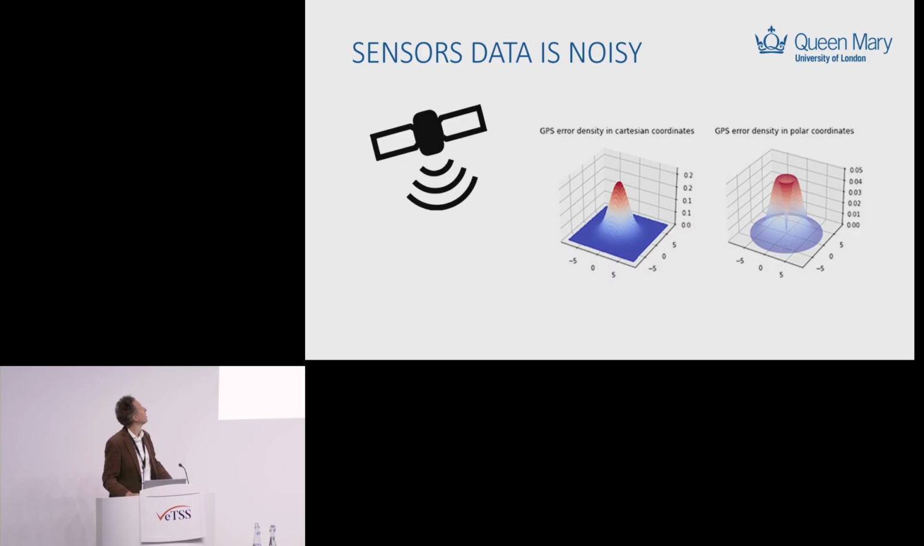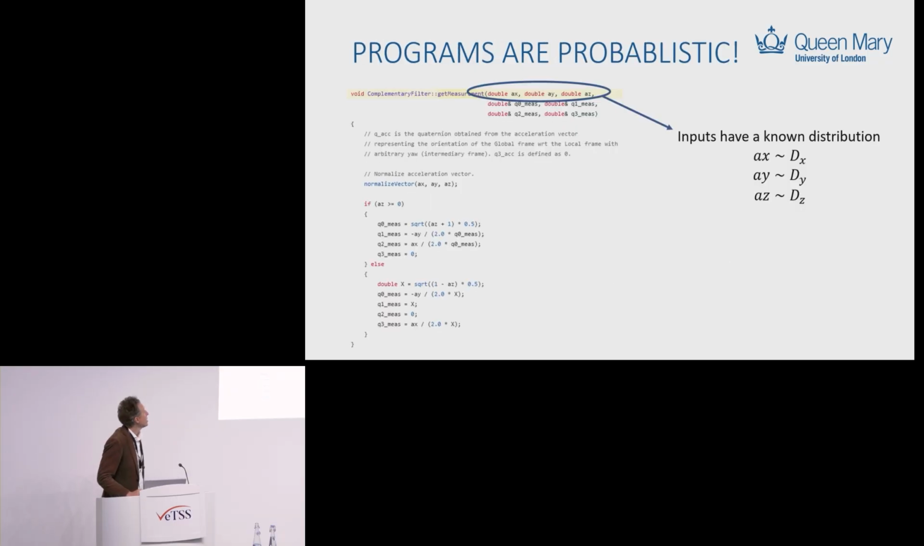So this is just to say that sensor data is noisy, and we typically can model this noise very well. That means that all these little programs that manipulate the sensor data are probabilistic programs. We can model the input of these programs. So this is going to be my running example.